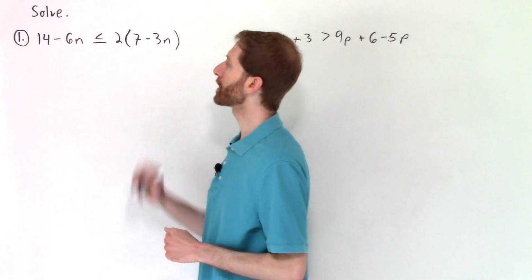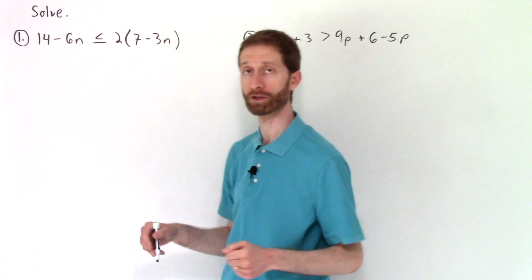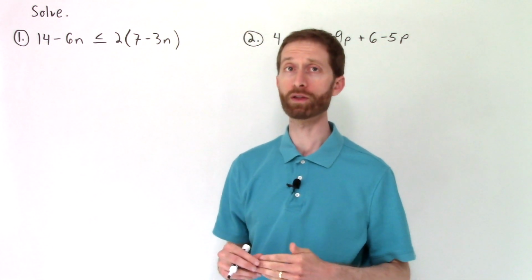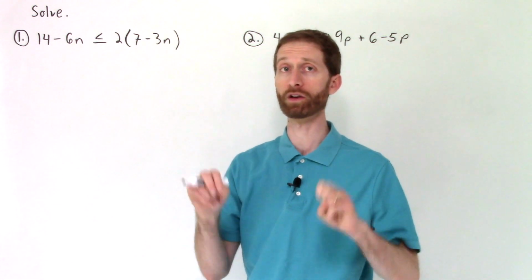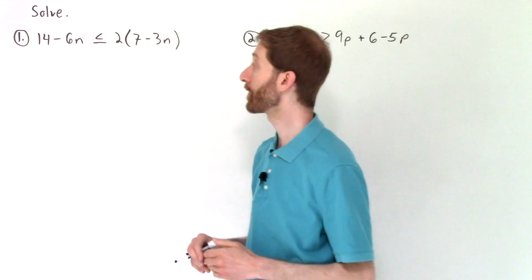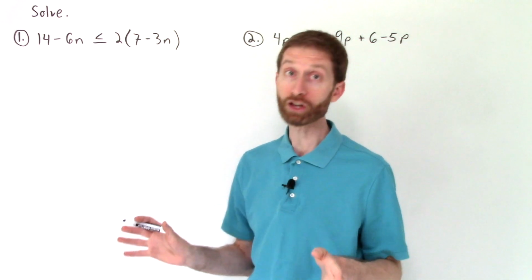We have 14 minus 6n is less than or equal to the quantity 7 minus 3n times 2. Essentially, when you're solving an inequality, you might not be able to tell whether or not we have these special inequalities where there's no solutions or solutions for all numbers that we plug in. And that's okay. It's one of those things you're going to recognize at the end of the problem. So solve it like normal.